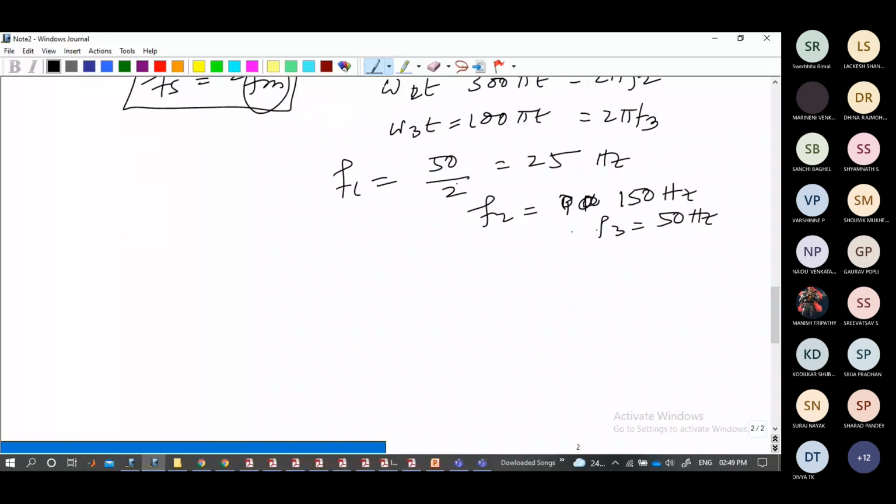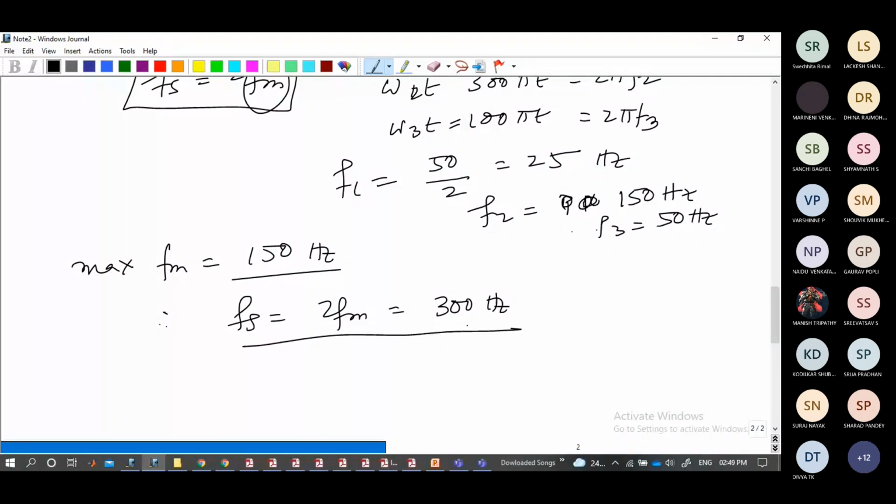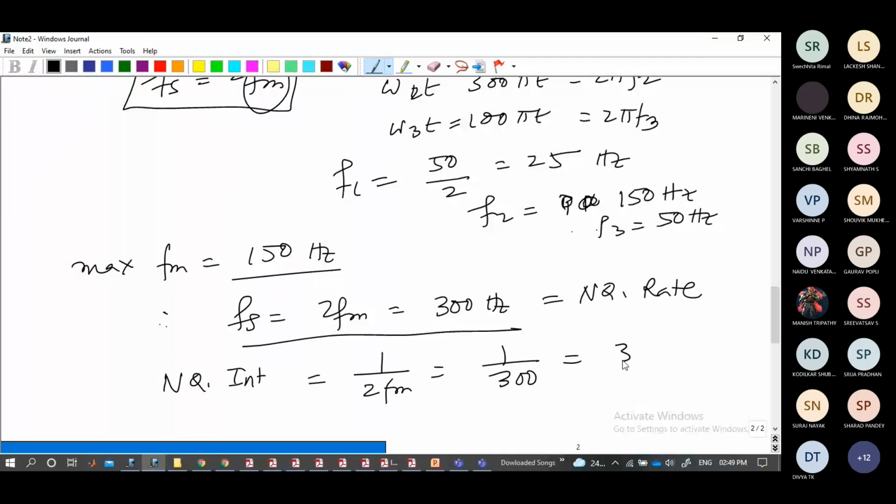And as it was rightly pointed out, amongst f1, f2, f3, which one is the maximum? So the maximum frequency fm is 150 hertz. Your sampling frequency fs is 2 fm, which is 300 hertz. This is basically the condition, and we call it the Nyquist rate. The Nyquist interval will be 1 by 2 fm, which is 1 by 300, around 3.3 milliseconds.